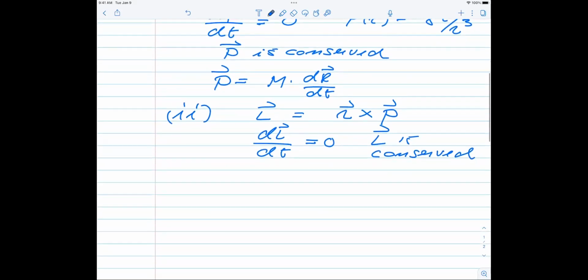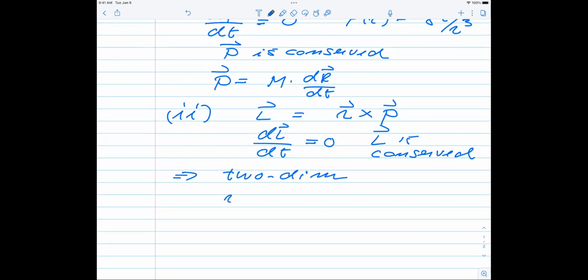And that allowed us to reduce the problem to a two-dimensional problem only. So when L is conserved, since it's spanned by R and P, it means that R and P can be defined to lie in a plane, and L is perpendicular to the plane. And since it's conserved, nothing happens if we define the direction of L to be the z-axis. So that means that we could reduce the problem to a two-dimensional one.